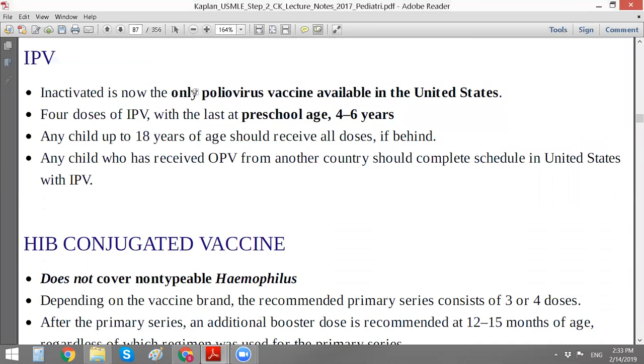IPV, inactivated, is now the only polio vaccine available in the US. 4 doses of IPV with the last at 4 to 6 years. Any child up to 18 years of age should receive all doses if behind. Any child who has received OPV from other countries should complete the schedule in the US with IPV.